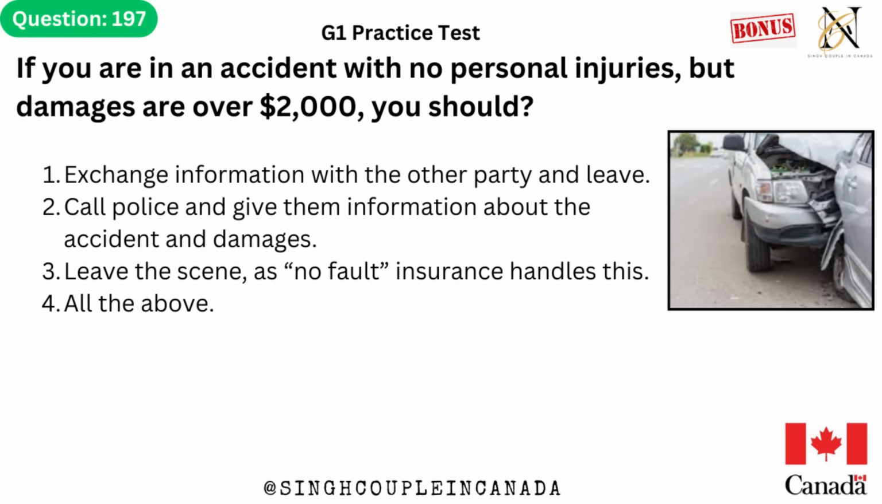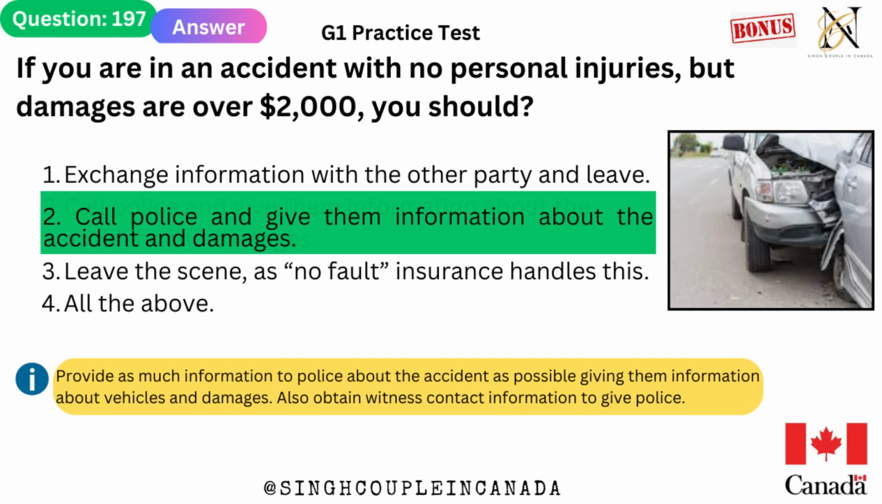If you are in an accident with no personal injuries, but damages are over $2,000, you should 1. Exchange information with the other party and leave. 2. Call police and give them information about the accident and damages. 3. Leave the scene, as no-fault insurance handles this. 4. All the above. The answer is 2.